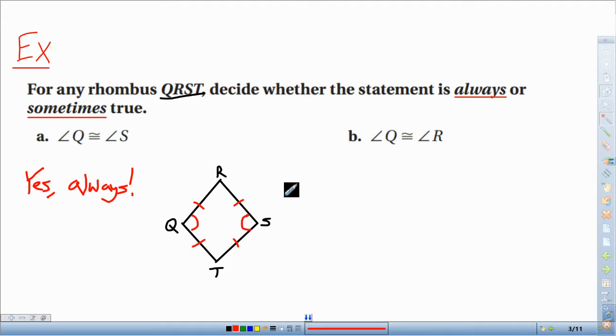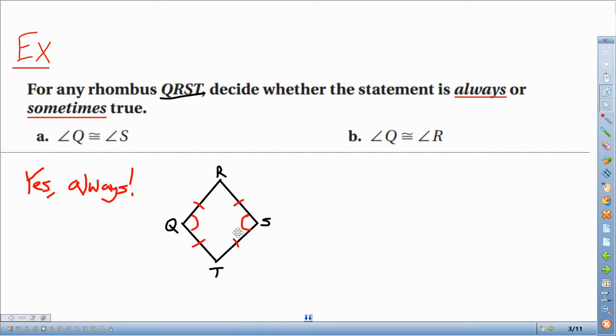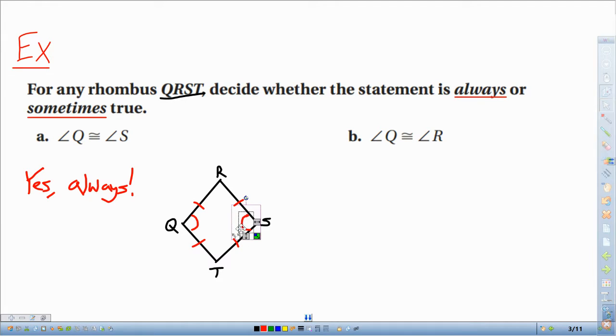Okay. All right, so let's try with angle Q and angle R here. Let me delete this. Hold on here. I'm trying to delete just this little piece here. Let's see if I can get it. Go away. All right, so we'll just pretend that's not there.